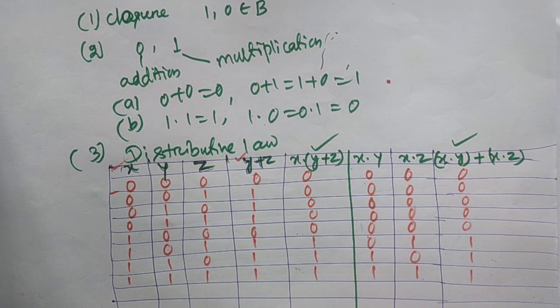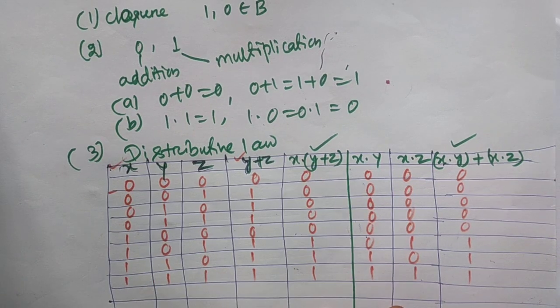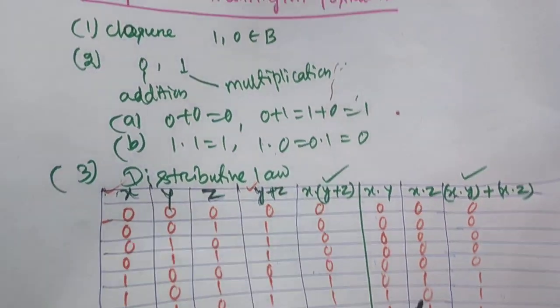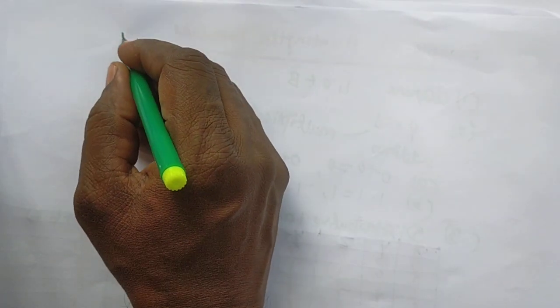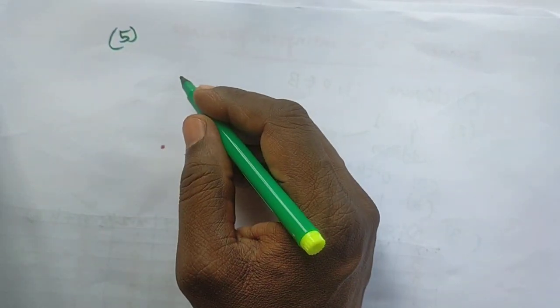Okay. Now see another concept of these particular postulates. Another one is the distributive law, addition over multiplication and multiplication over addition, which we can also prove, it doesn't matter. Now we will see the complement point of view.